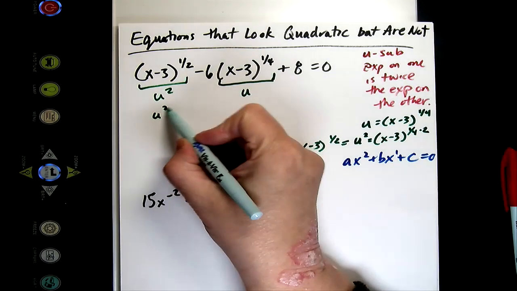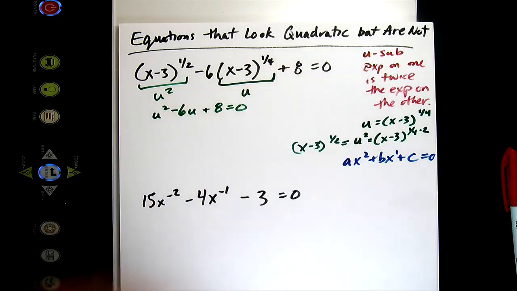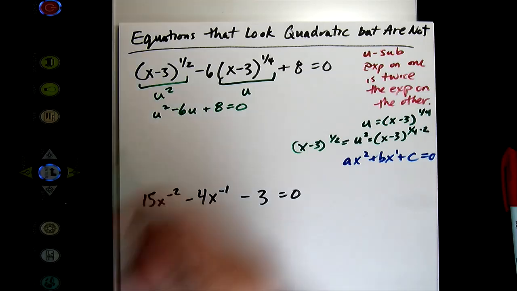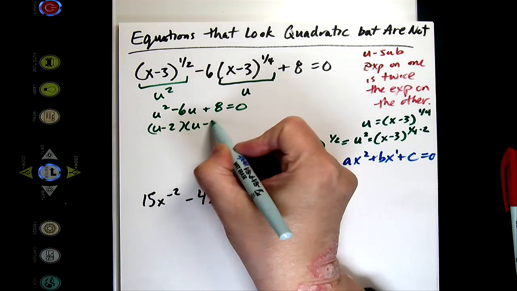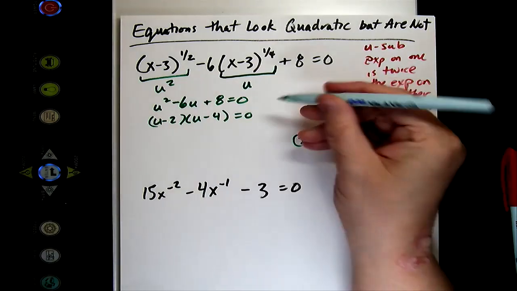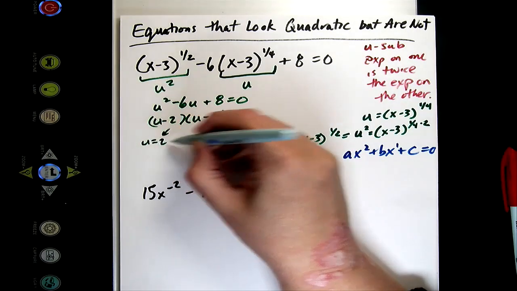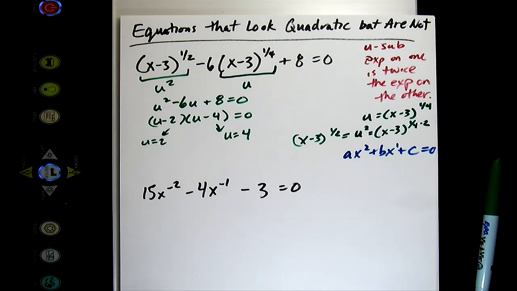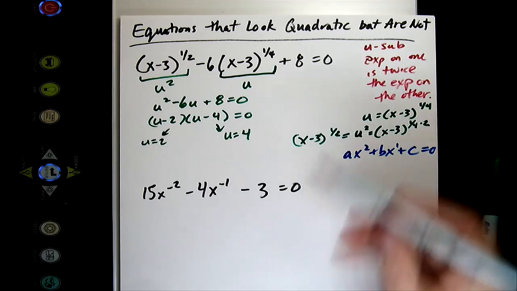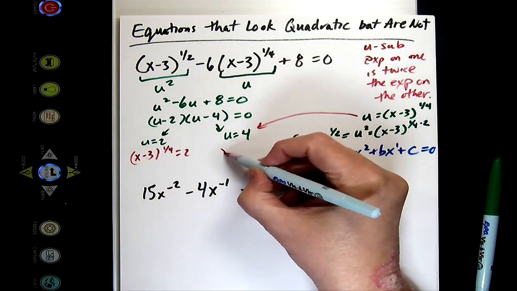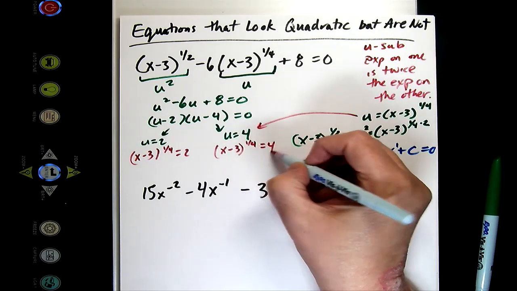So this is u squared minus 6u plus 8 equals 0. And now we can use our regular quadratic equation solving methods. If you can factor it, solve it that way. This factors into u minus 2 and u minus 4. If I solve that, I get u equals 2 and u equals 4. The next hard part is remembering that we didn't start with u, so we don't want to end with u. Once you get that solved, you want to plug this stuff back in. x minus 3 to the 1/4 equals 2. x minus 3 to the 1/4 equals 4. And you keep solving.